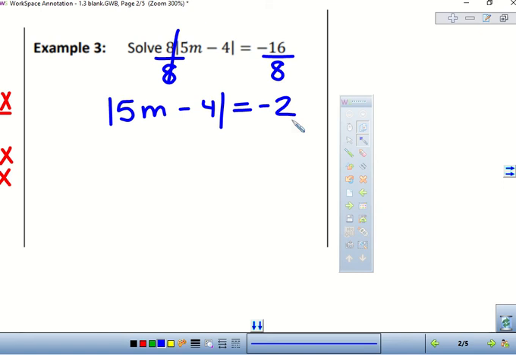The absolute value of something, they're telling me, is equal to a negative number. Is that ever possible in math? No, because the absolute value must always be positive. So could it ever equal a negative number? No. So does it matter what I plug in for m here? It's always going to be something that's positive, which does not make sense. So this is going to be no solution.